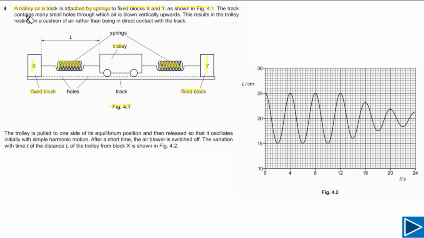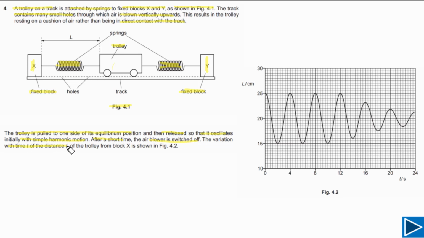It is also given to us that the track contains many small holes and air is coming out of these holes vertically. So air is coming out vertically upwards, and this air will reduce the direct contact with the track, or simply we can say air will reduce friction between the trolley and the ground. It is also given to us that the trolley is pulled to one side of its equilibrium position and then released. So it oscillates initially with simple harmonic motion. After a short time, the air blower is switched off.